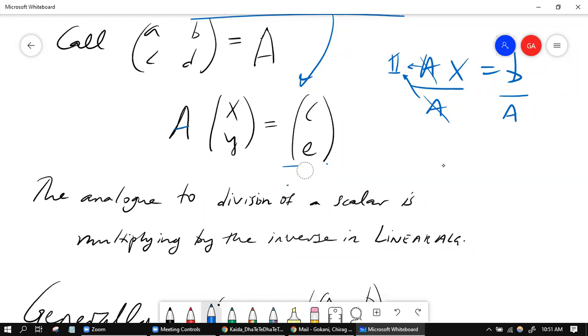Okay, someone has messaged in the chat. Multiply by the inverse, yes, you're right. I'm guessing you've seen this before.